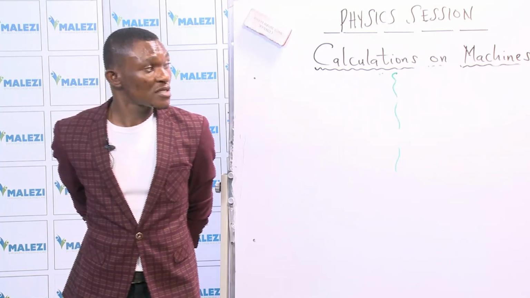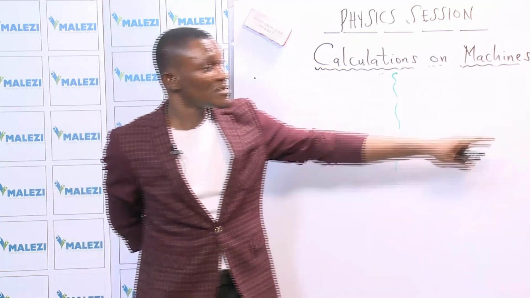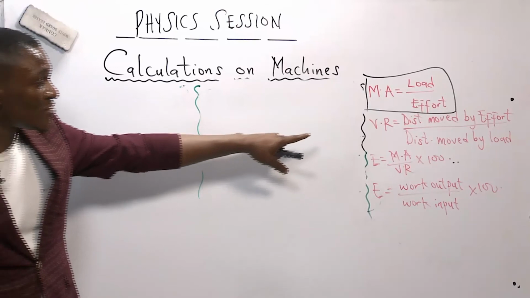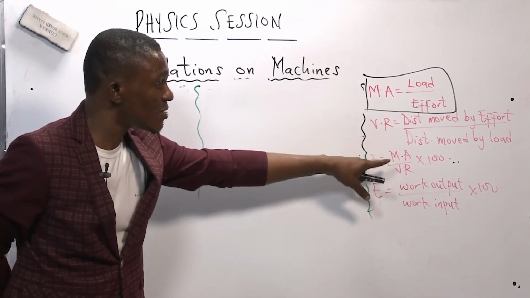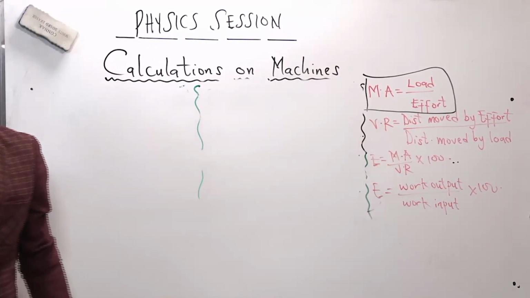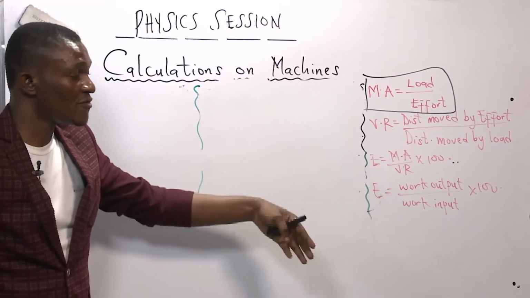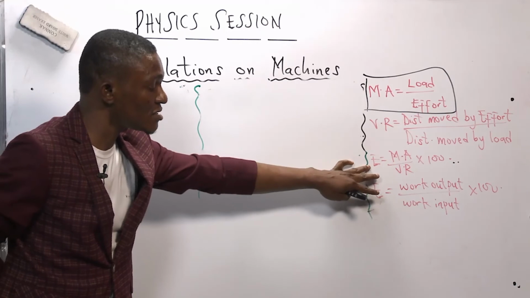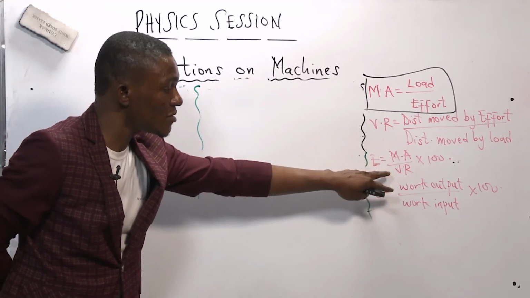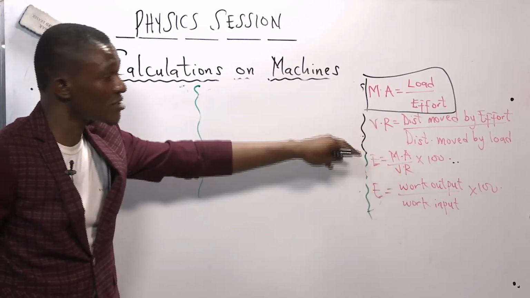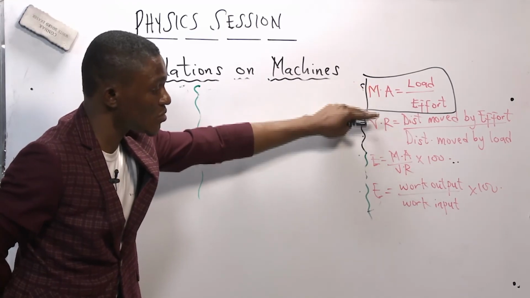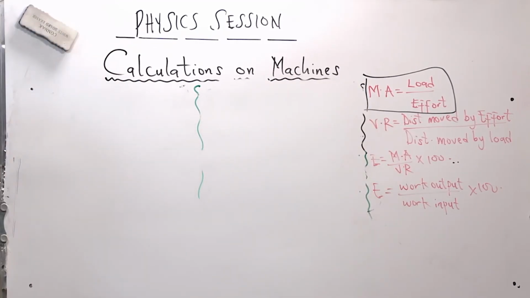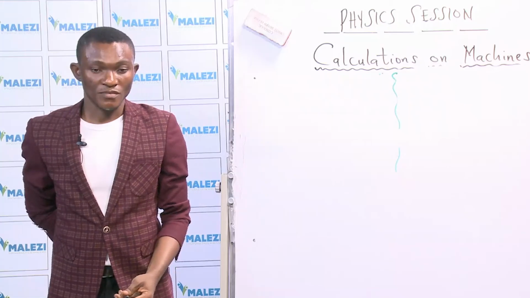Then we proceeded to some terms used in machines. We said the MA can be calculated as load over effort. The velocity ratio can be calculated as distance moved by effort over distance moved by load. And we said that the velocity ratio for different machines are different, right? And we said the efficiency is equal to MA over VR times 100, a formula that connects the three parameters together: mechanical advantage, velocity ratio, and efficiency. So let's now proceed to our questions.